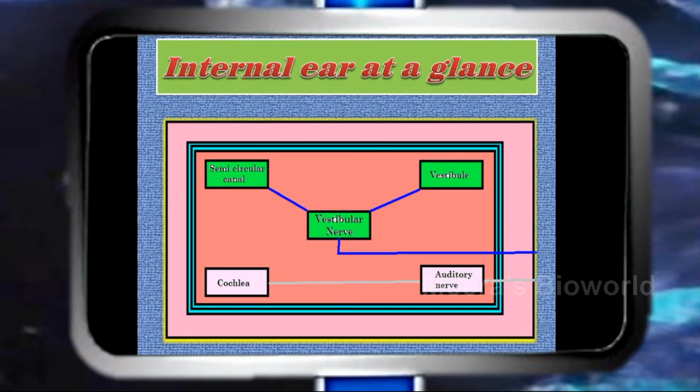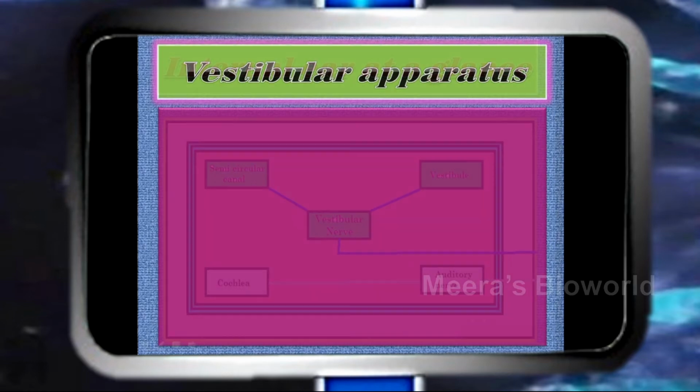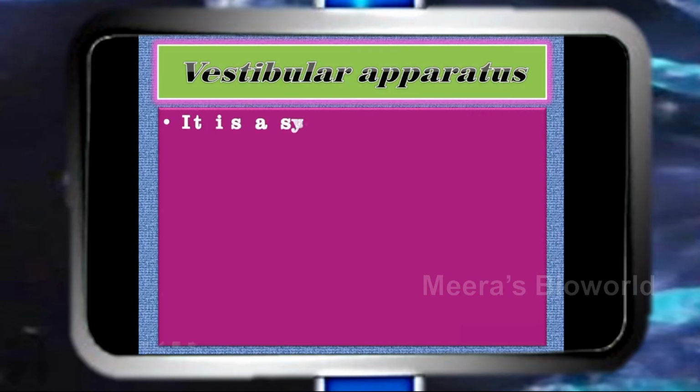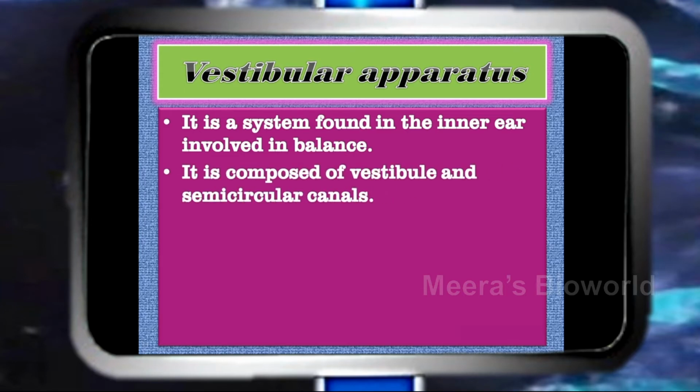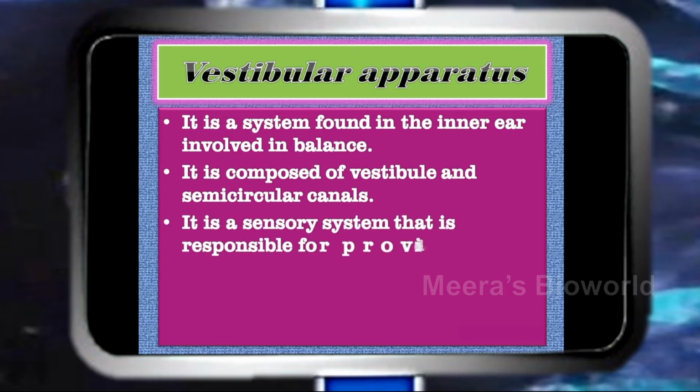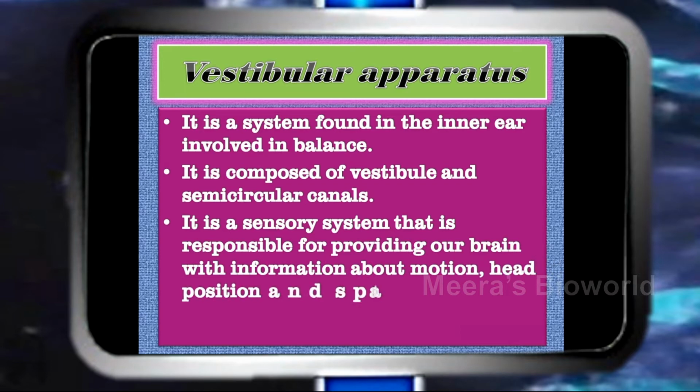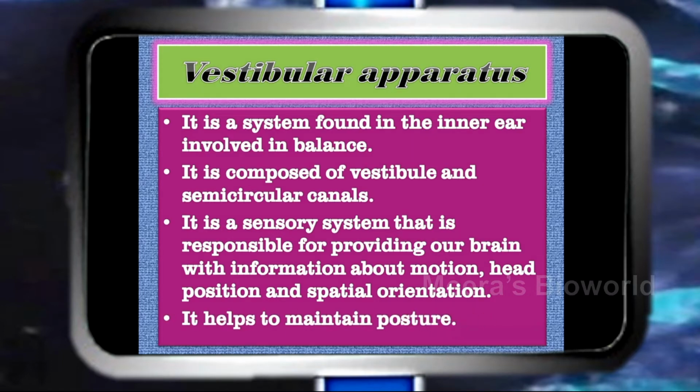The internal ear is composed of vestibular apparatus, nerves, and cochlea. Vestibular apparatus. It is a system found in the inner ear involved in balance. It is composed of vestibule and semicircular canals. It is a sensory system that is responsible for providing our brain with information about motion, head position, and spatial orientation. It helps to maintain posture.